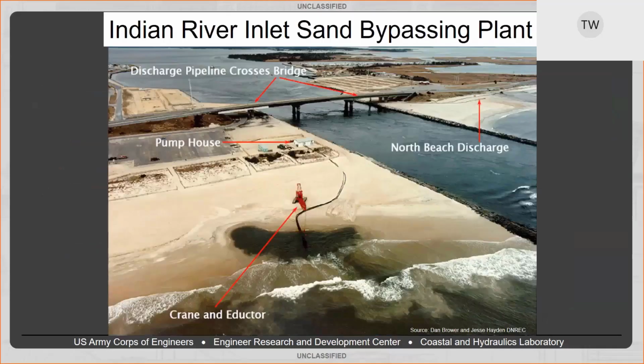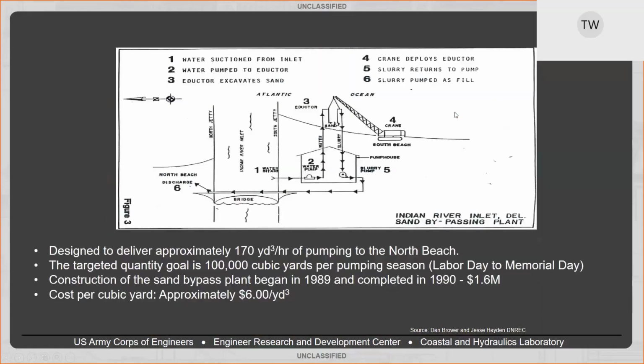Now we're going to go from a mobile system to a semi-mobile system. I'll talk about the Indian River Inlet bypassing plant, where they have a jet pump on the end of a crawler crane, and they're pumping the slurry up over the bridge, with the pipeline mounted under the bridge, and onto the North Beach.